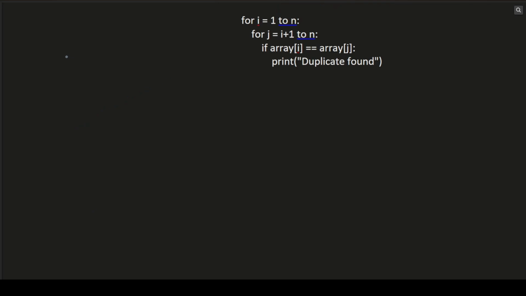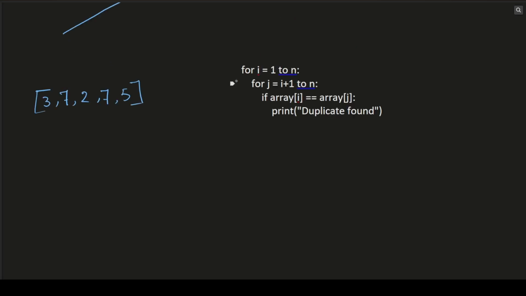A very common task is checking if an array has duplicate values. One simple way is to compare every element with every other element. We can do this with two nested loops. Here, outer loop i goes from first to last and inner loop j starts from i plus 1. So we don't compare an element with itself and we avoid comparing the same pair twice.